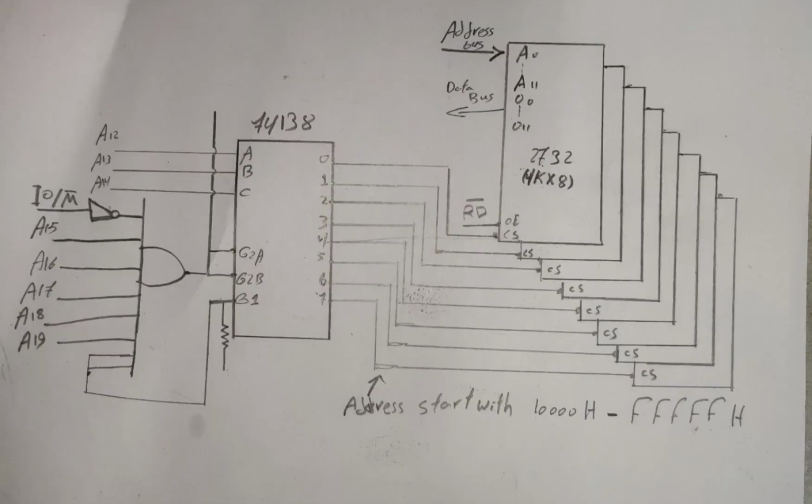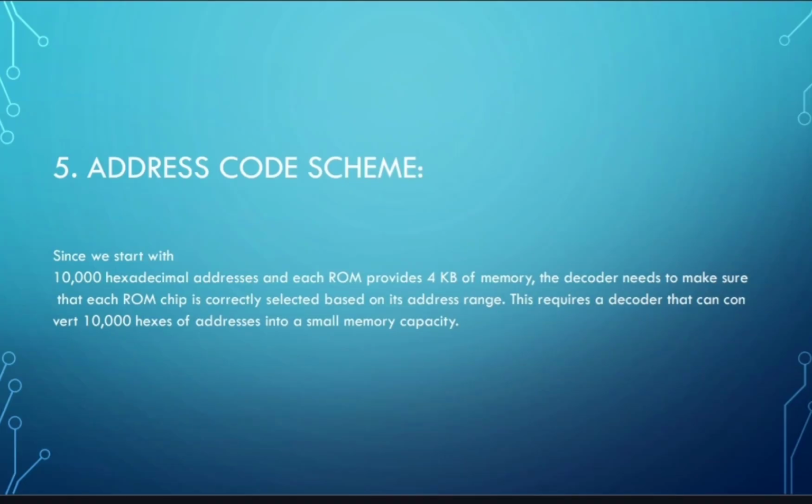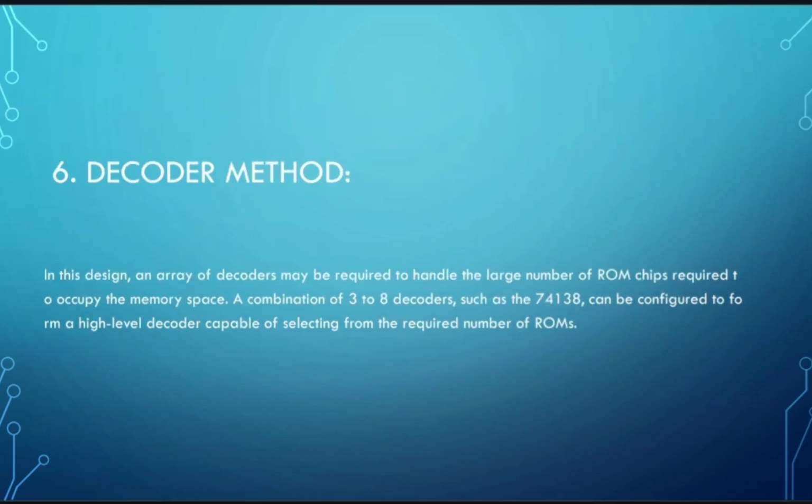And this is the design for connecting multiple ROMs of type 2732 to an 8086 processor. Address decoding: since we start at the 10,000 hexadecimal address and each ROM provides 4 kilobit of memory, the decoder needs to make sure that each ROM chip is correctly selected based on its address range. We require a decoder that can convert the 10,000 hexa address into a smaller memory capacity.